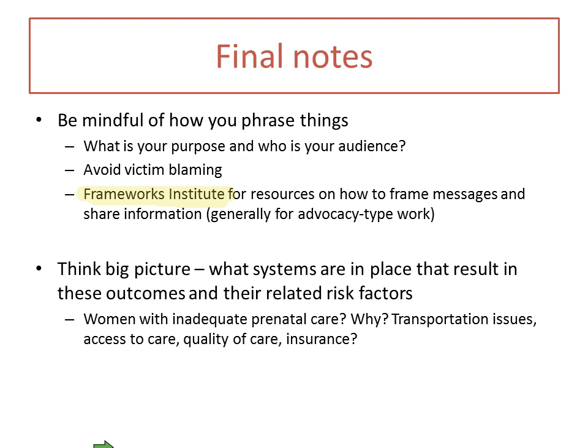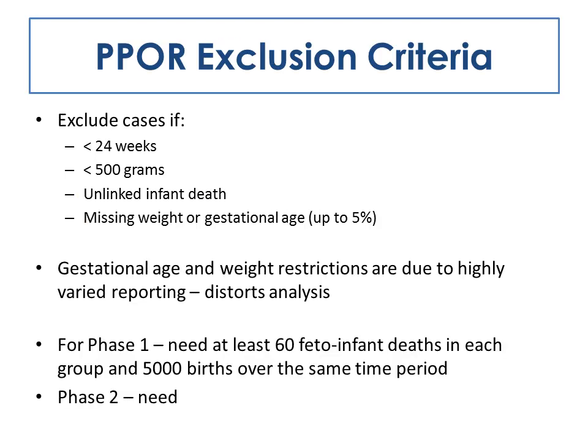So there was one slide where I had talked about the exclusion criteria and the minimum number of cases. There was a typo. In the slide, the bottom here says phase 2-need. That's not an error on your screen. That's an error on my part, and I apologize. I was in the middle of typing something, and then I got distracted. But yes, for phase 1, you'll need at least 60 infant deaths in each group, and then at least 5,000 births over the same period.